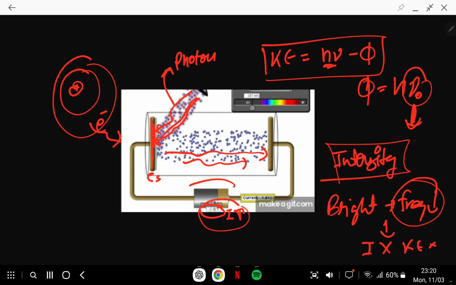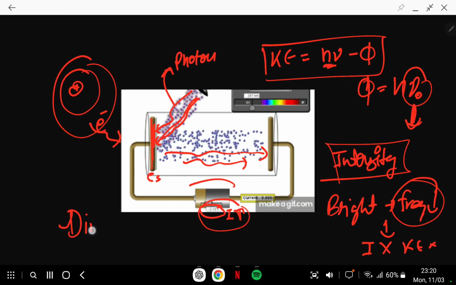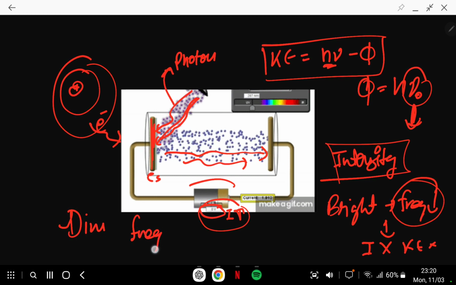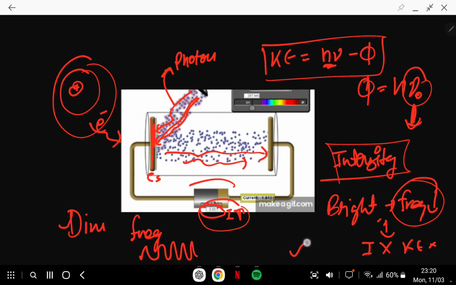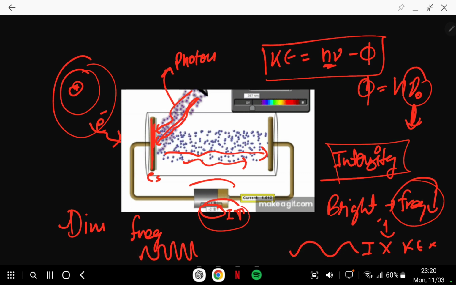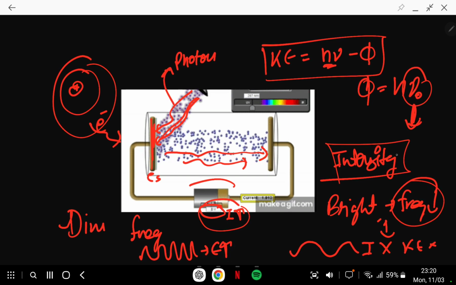Okay. If the light is dim, the intensity is very low, but the frequency is high. Low frequency means longer wavelengths, and high frequency means high energy, because you can see from the formula that energy is directly proportional to the frequency of the light. With a very high frequency, the energy of the light is very high, so the electrons can be ejected out very easily. So we can see a current.